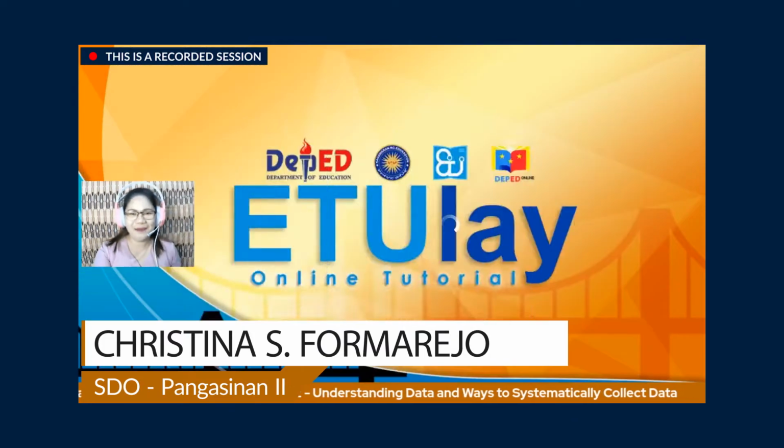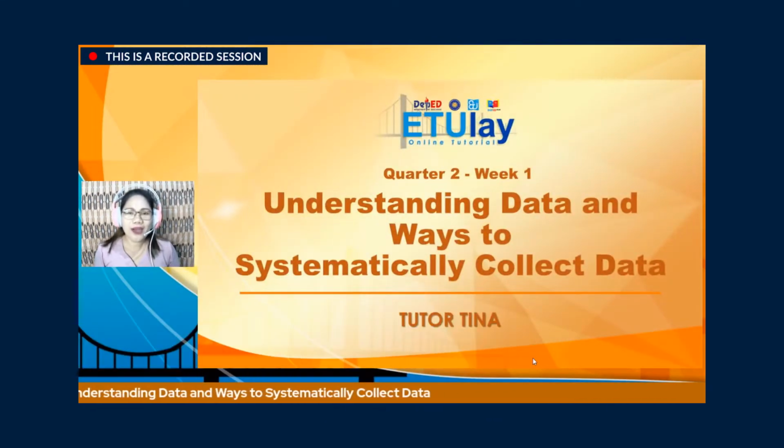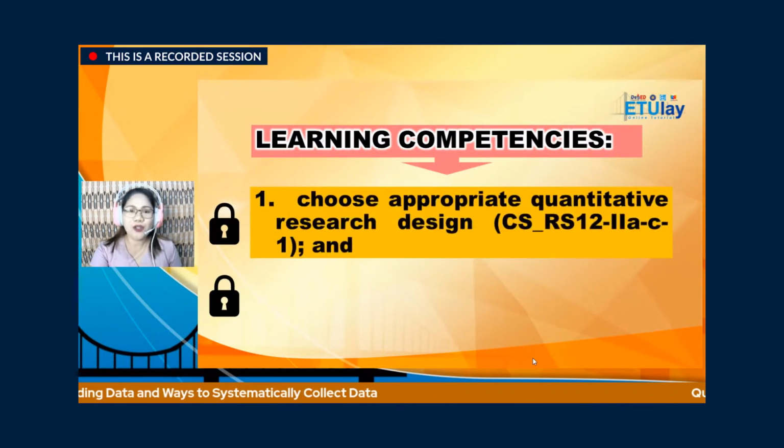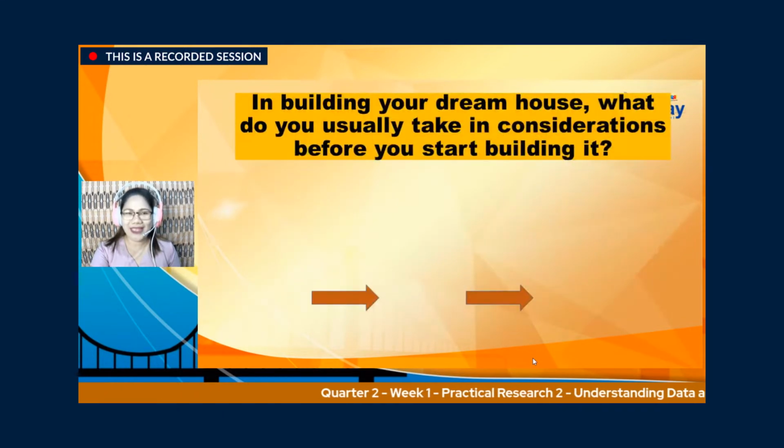So let's start. For today's topic, we will be using quarter 2 week 1 of our module from Central Office, which has the title Understanding Data and Ways to Systematically Collect Data. In this episode, we will be unlocking two learning competencies. First, choose appropriate quantitative research design and describe sampling procedure and the sample. So, let's start this by answering this question.